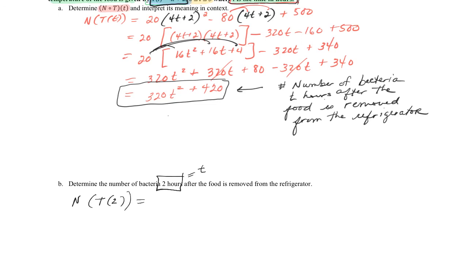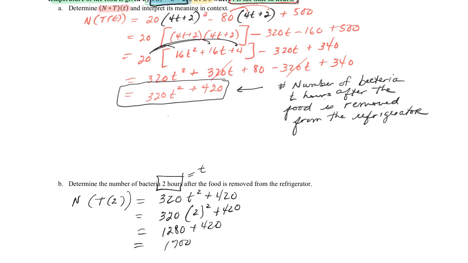And we'll use our formula from up above. So we know that it's 320t squared plus 420. But in place of t, I'm going to use 2. And so 2 squared is 4. 4 times 320 is 1280, plus 420. So that is 1700. 1700 what? 1700 bacteria in my chicken 2 hours after it has been removed from the refrigerator. That is your final answer. You can decide whether or not you want to eat that chicken.